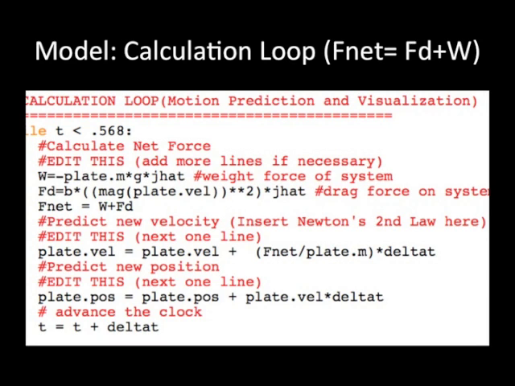Next, I had to state that F net equals the drag force plus the weight force. Using this F net, Newton's second law found the velocity and position of the paper plate over time. And we can see Newton's second law right here: Vf equals Vi plus F net over mass times delta T. Newton's law was also used to find the position here, which is the plate's final position equals the initial position plus average velocity times delta T.